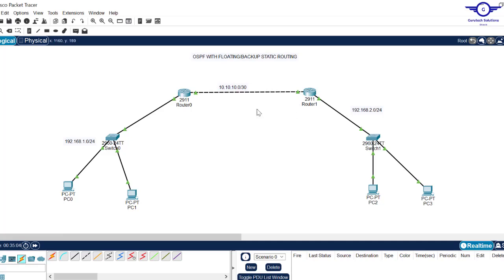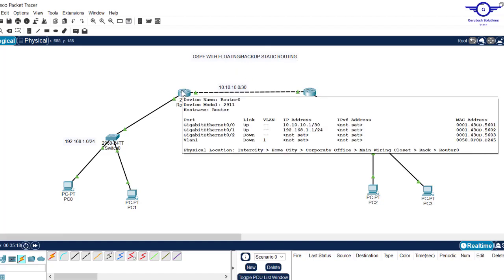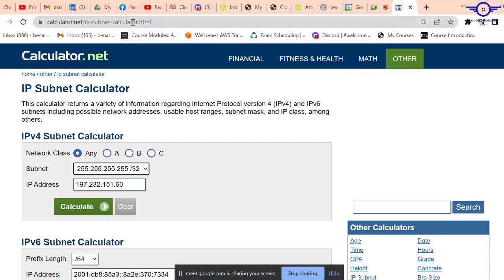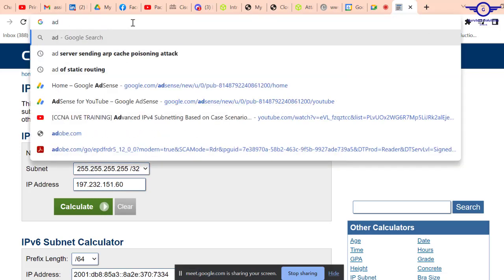Let's say all of a sudden OSPF fails in this network. How will these people communicate? We have to implement another routing protocol, which is the backup or floating static routing protocol. How do we do that? We do that by considering what's called administrative distance.